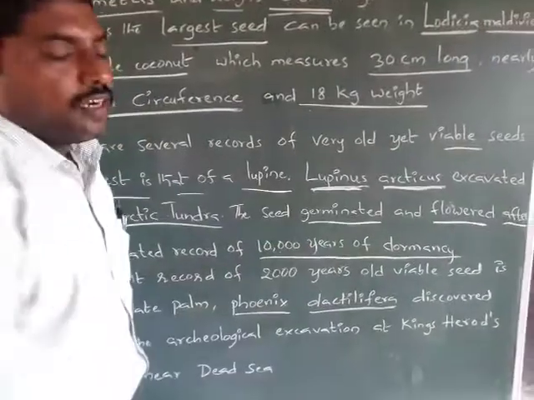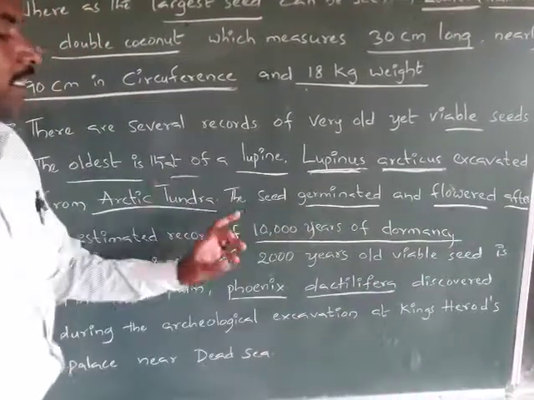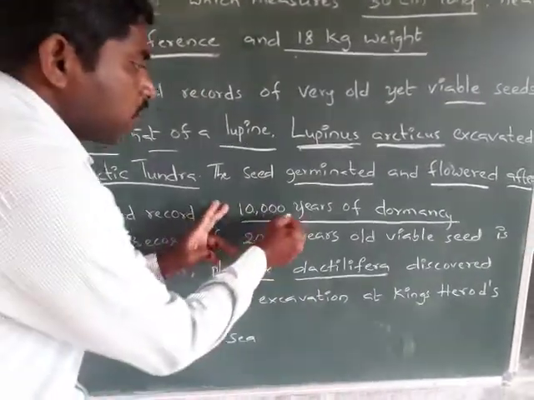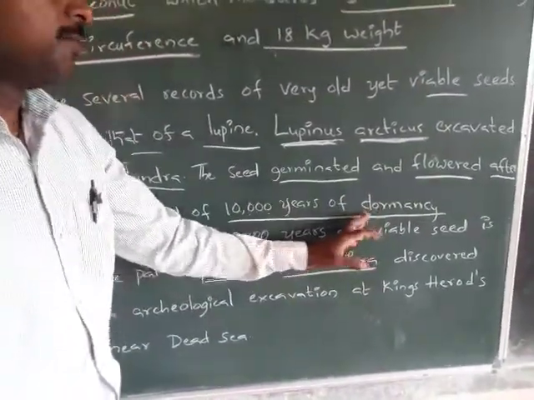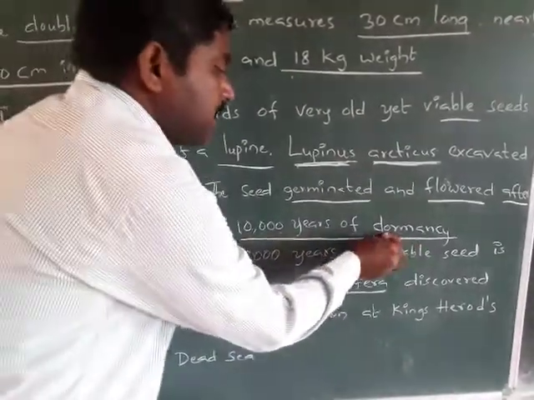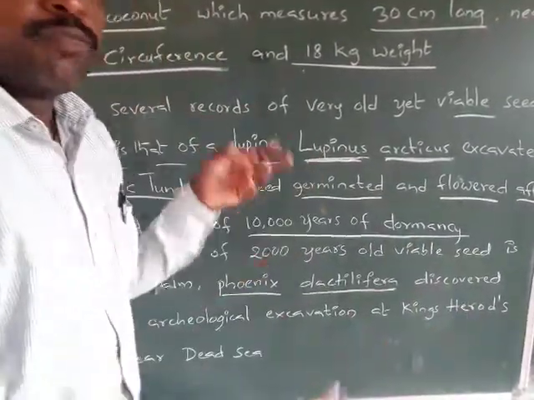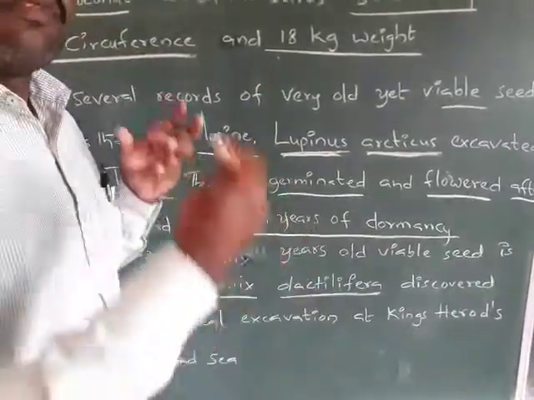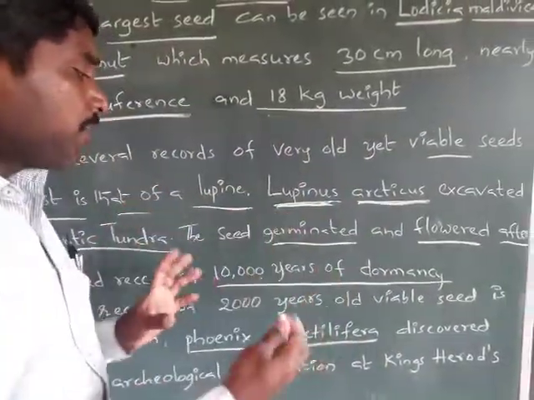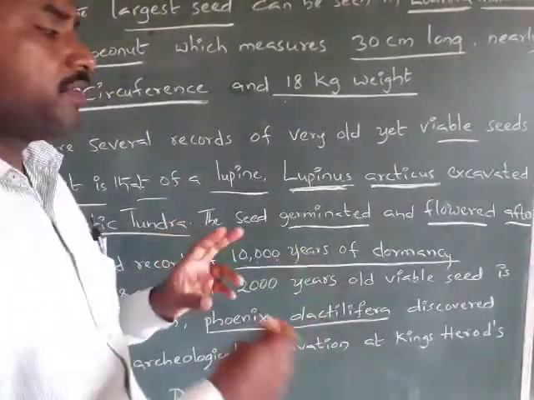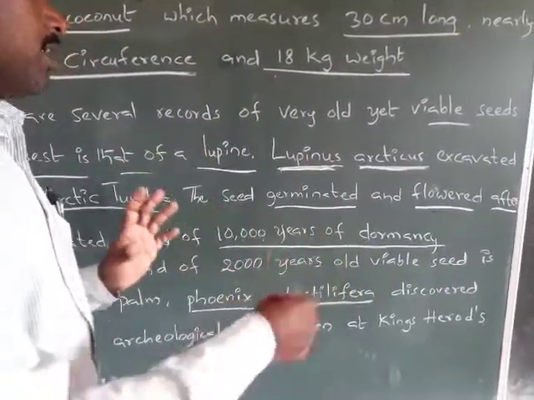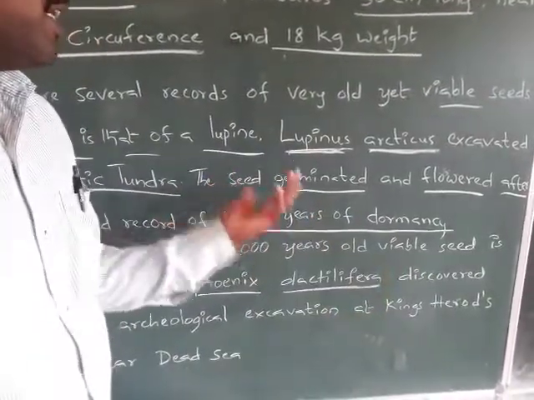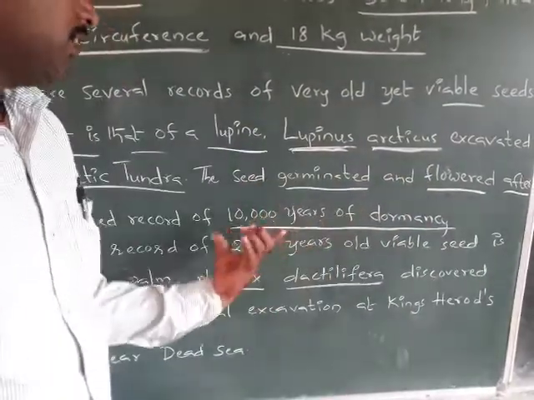Here the seed is in a dormancy condition for 10,000 years. After the 10,000 years, in favorable conditions, the metabolic activity recurs and continues, and the seed germinated and flowered after 10,000 years.